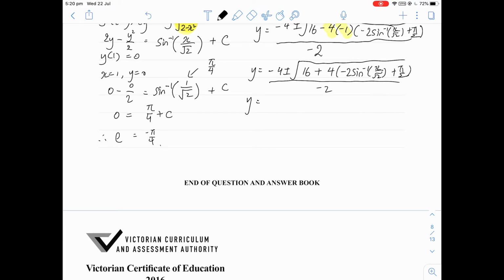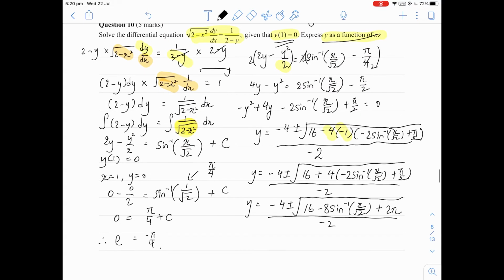And then we can further simplify this. And then we'll do 16 plus, my apologies, we can expand the brackets, and we'll get negative 8 sine inverse x on square root 2, and then plus 2 pi. All over negative 2. Okay, how do we finish the question?